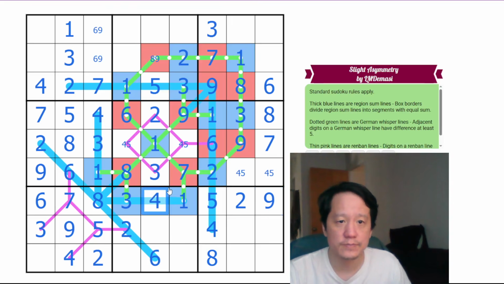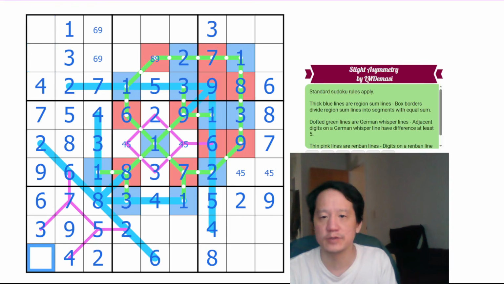Okay. Remaining digits in column 1. We have 1, 5, and 8. 1 can't be here, so 1 has to be here, and this becomes a 5, 8 pair.